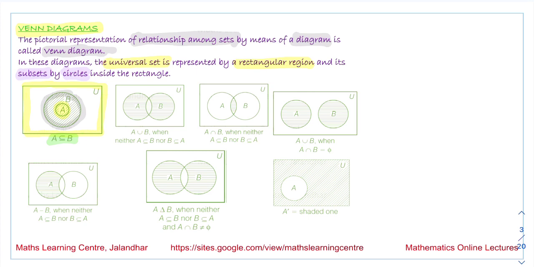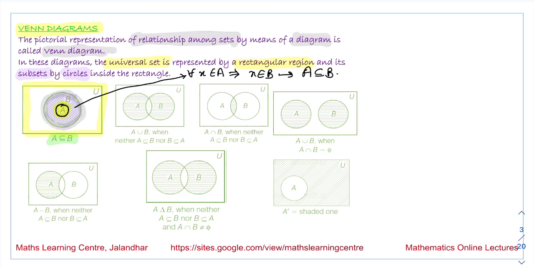Why? Because it is clear from this diagram that for each x belonging to A, we have x belongs to B, and this is the definition of A is a subset of B. So this is the set A and this is the set B. This complete portion is the set B, and inside it is the set A. So this is the Venn diagram for A is a subset of B.